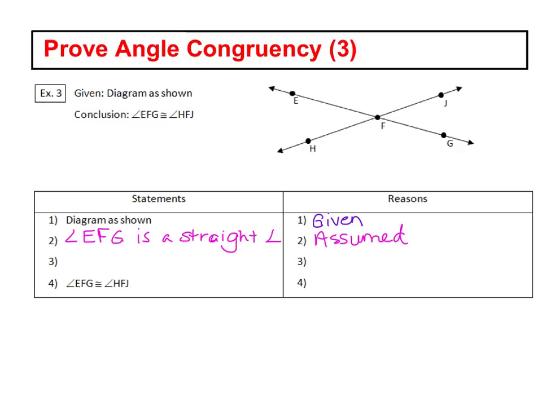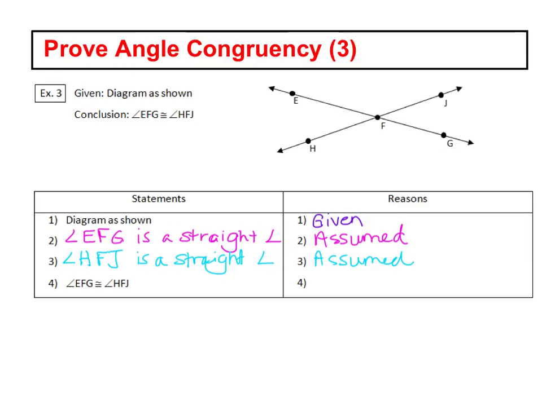All right, so following that, why don't we go ahead and say that angle HFJ, the other one, is a straight angle. How did we know that? Again, that's another thing that we can assume. So assumed.